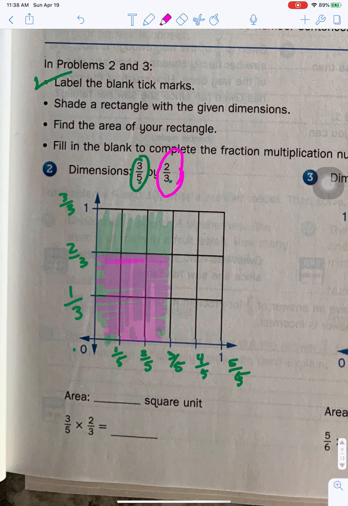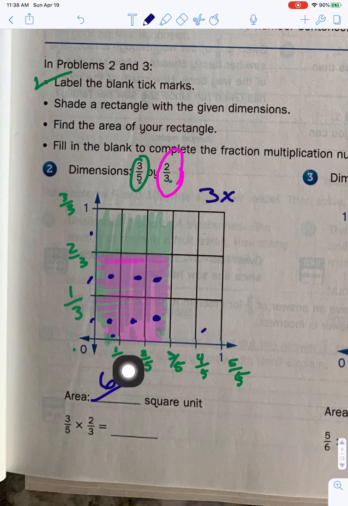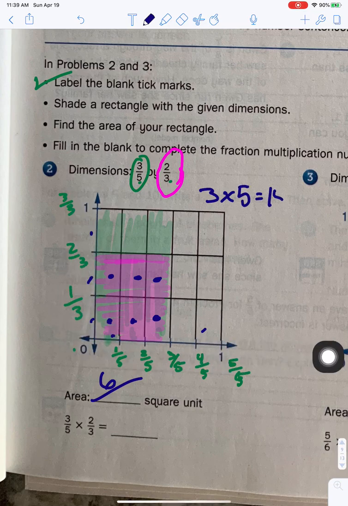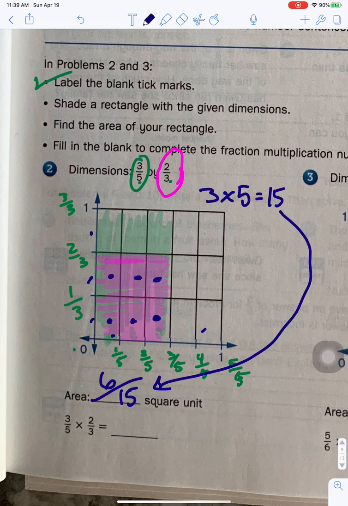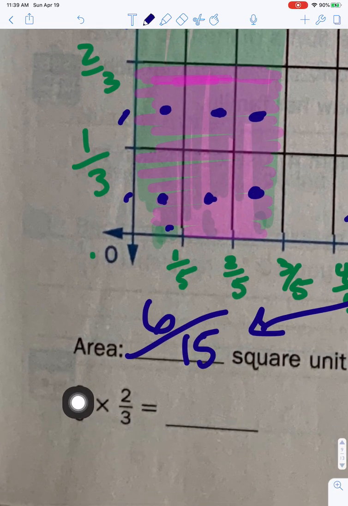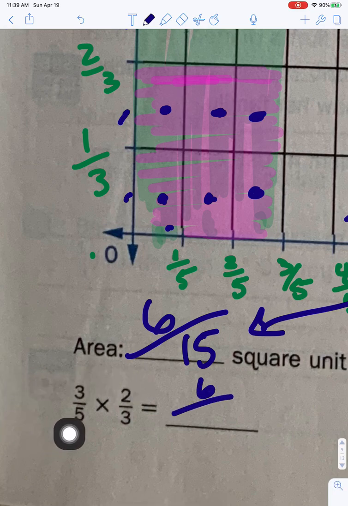So taking a look at the area that we just shaded in, we're going to look at 1, 2, 3, 4, 5, 6. So our answer is 6 out of how many total? We have 1, 2, 3, and then 5 going across. So we're going to take 3 times 5 equals 15. So then that is going to be our denominator, 6 out of 15 total. Let's take a look at the shortcut. 3 times 2 equals 6, and 5 times 3 equals 15.